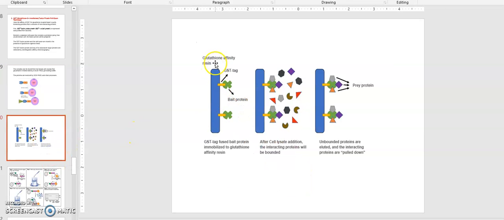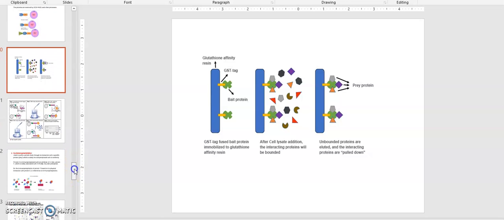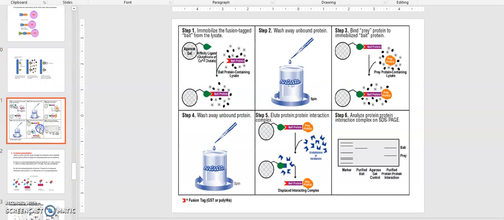Same thing again. There's a column that has glutathione attached to it, and then your bait protein, in this case GST. Now you create that GST fusion protein, and any protein that binds with the GST fusion will be pulled down, purified over the column. That's how the GST fusion pull down assay works. You can purify the protein that binds with the bait protein.